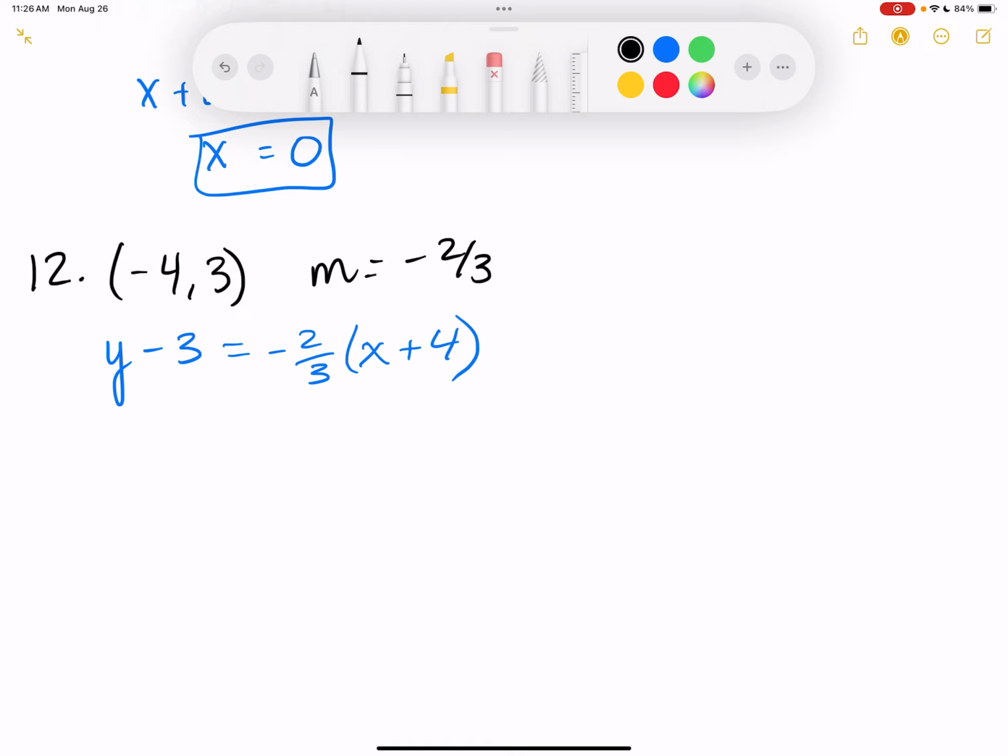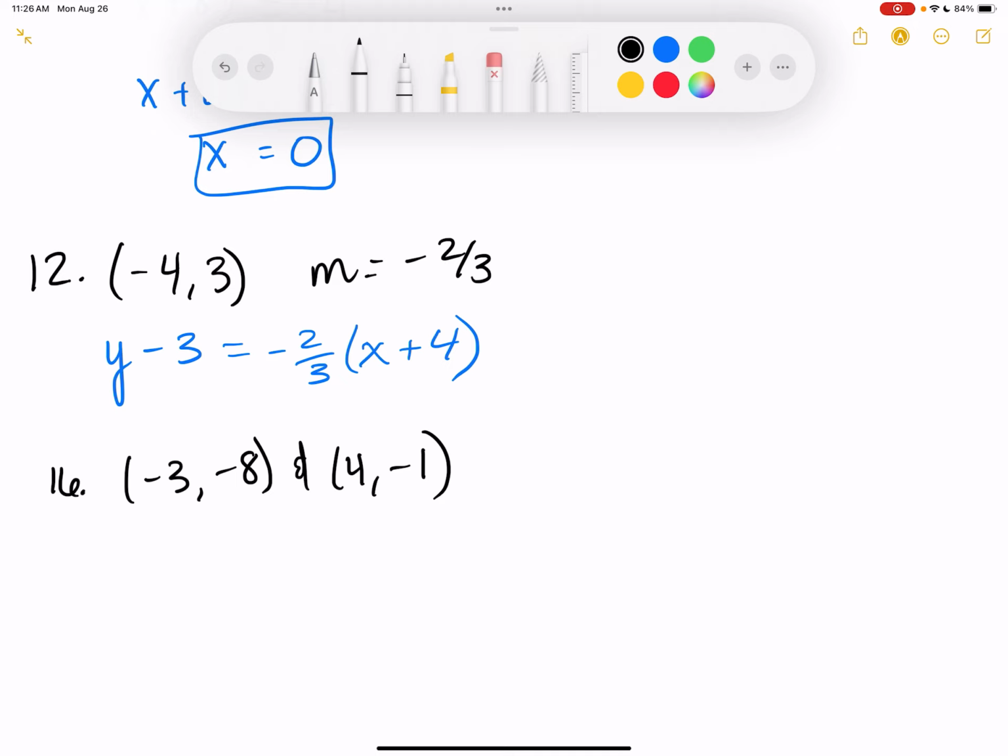Find a general form equation of the line through the given points. So number 16, (-3, -8) and (4, -1). What form is general form? Ax plus by equals c. But I still need to find what first?